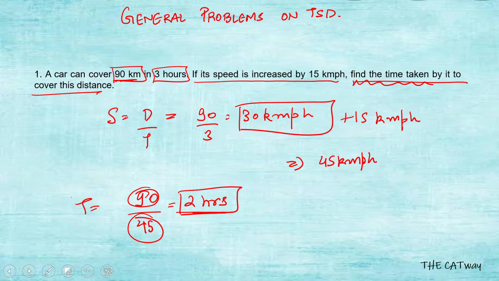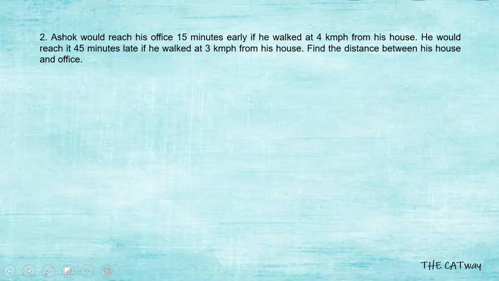Let's move towards the next question. The second question says that Ashok would reach his office 15 minutes early if he walked at 4 kmph. Now this is in minutes, this is in hours, so the first basic thing is to convert it.